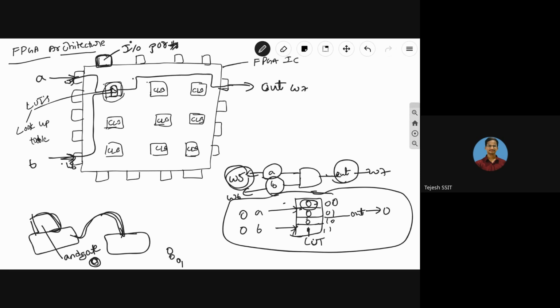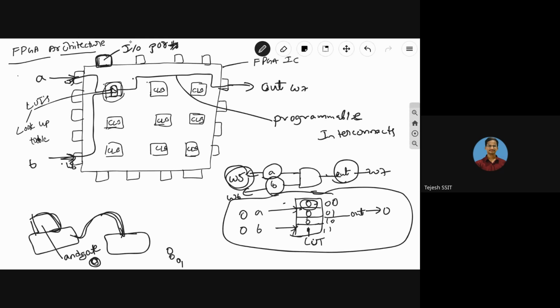Connections, communication wires, connection lines. These lines we can call programmable interconnects. Okay, so I will explain. Please, all of you, listen to this process.